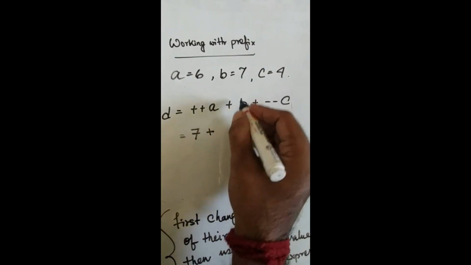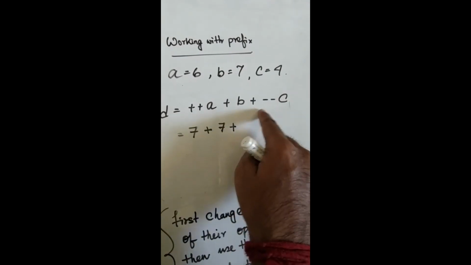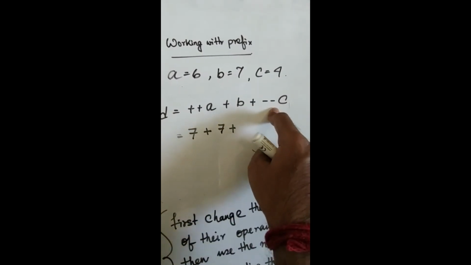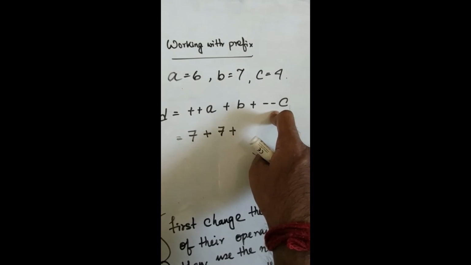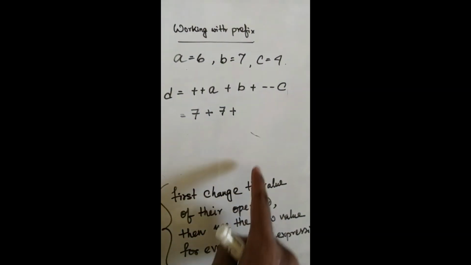The value of b remains 7 again, and after the plus we have --c. Again this is the prefix version of the decrement operation. Again we have to follow this rule. First we have to change the value of the operand.